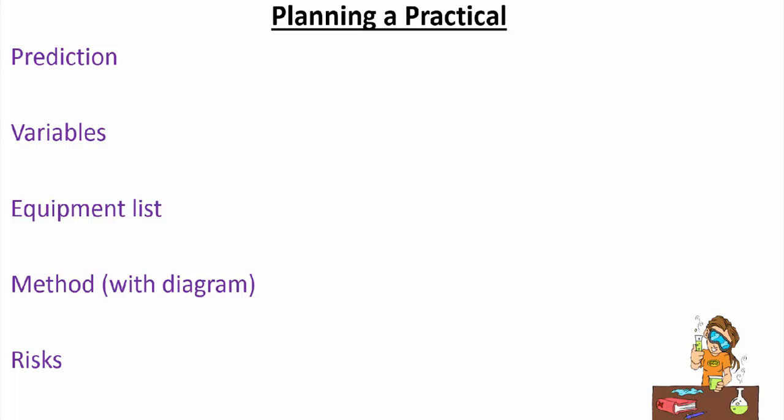When we plan a practical, you need to make sure that you're covering these headings. So your prediction, the variables, your equipment you'll use, the method, and the risks. So we'll start with the prediction, and if you remember the prediction, you need to say what you think is going to happen in the practical.